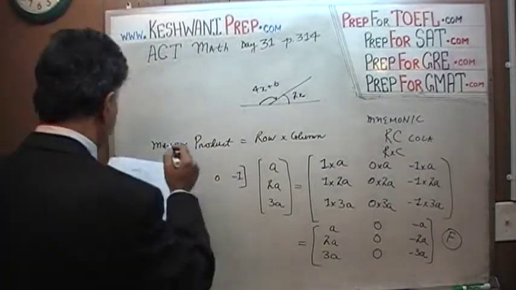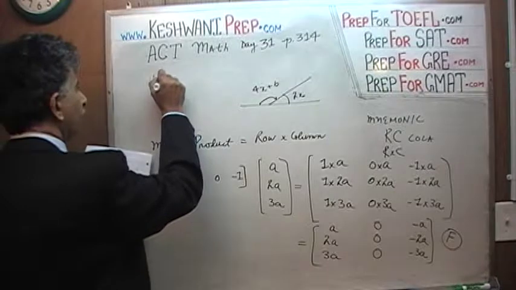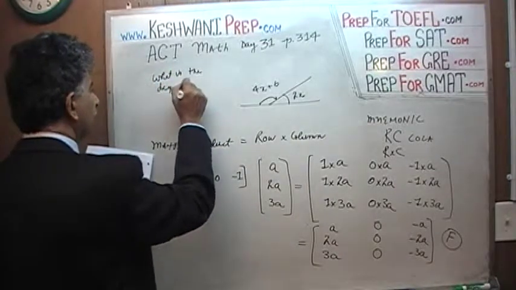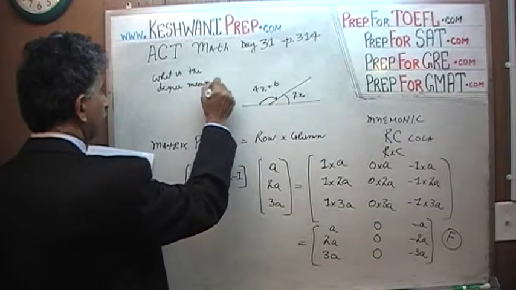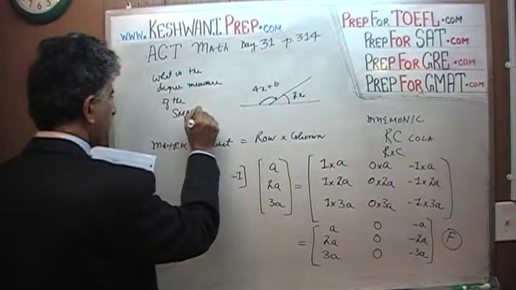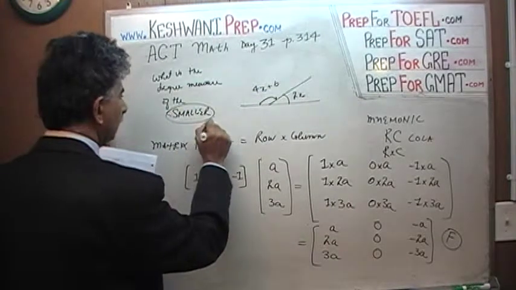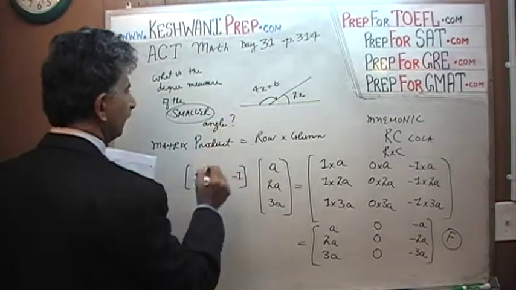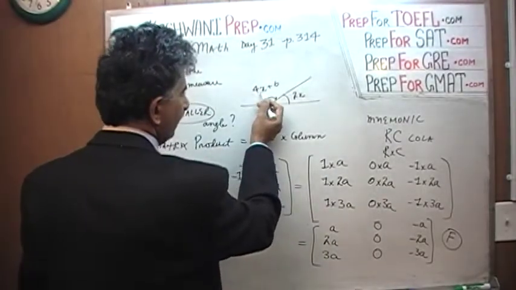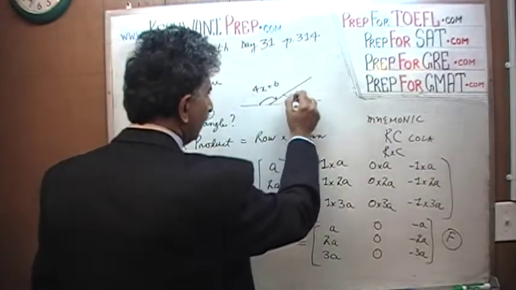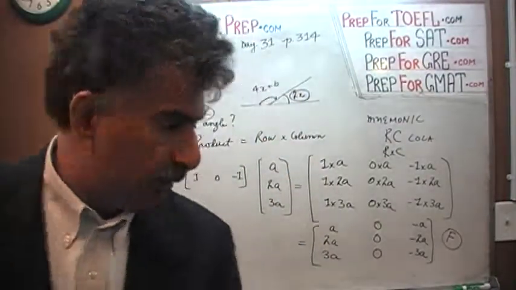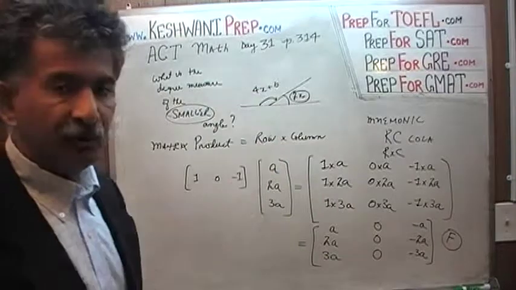What they're asking here is, what is the degree measure of the smaller angle? This is a larger angle because it's 4 times the amount plus the 6, and this is 2 times the amount. They're looking for the degree measure of the small angle. The small angle is 2x.